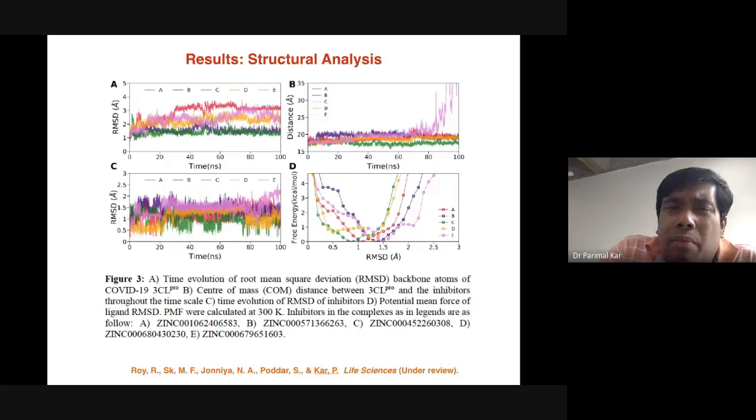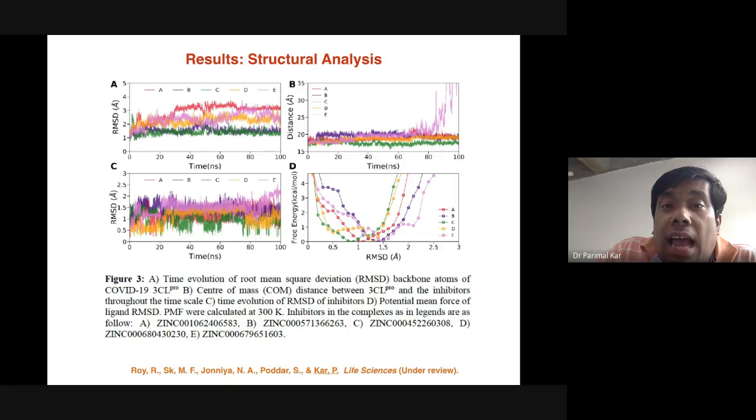But there are some deviations that you can observe, which are more than 2 angstrom. Even for the red one, you can see that the deviation is 3 angstrom. Then we calculated the distance between the center of mass of the ligand and the center of mass of the binding pocket, because we want to study whether the ligand remains in the binding pocket or is coming out of it. That's why we measure this distance as a function of simulation time.